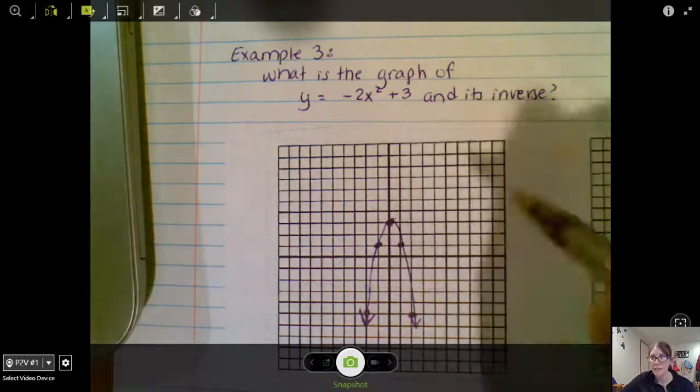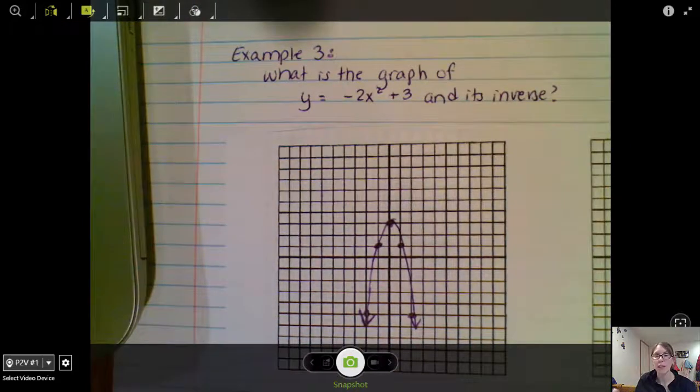Now, to graph its inverse, I could find out what the inverse equation is and graph from there. But in this case, we're going to end up with a square root, and we don't really know how to graph square root functions yet. That's actually our next section. But if we know their inverses, remember the biggest thing about inverses is that the x and the y switch. We can use that to graph our inverse. Our x and our y switch.